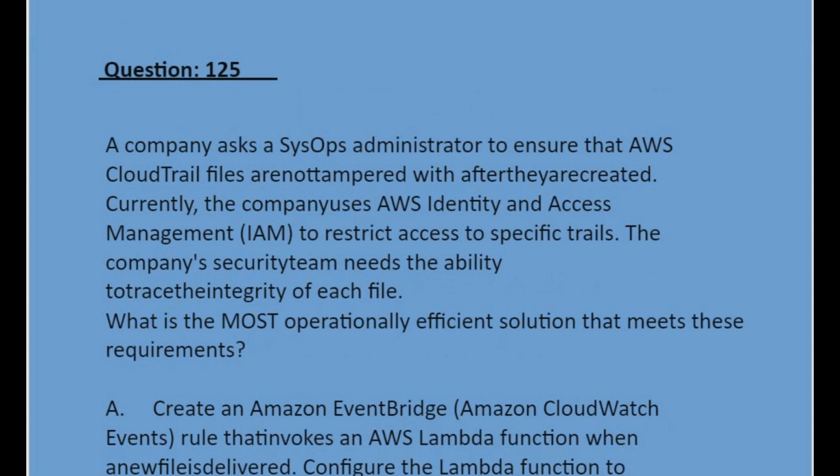Question is, a company asks a SysOps administrator to ensure that AWS CloudTrail files are not tampered with after they are created. Currently, the company uses AWS Identity and Access Management, IAM, to restrict access to specific trails. The company's security team needs the ability to trace the integrity of each file. What is the most operationally efficient solution that meets these requirements?